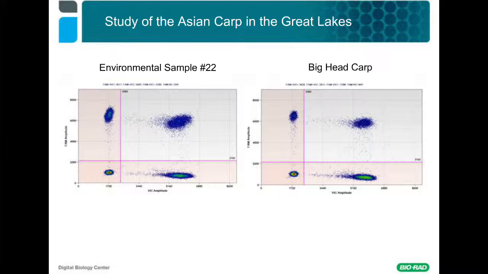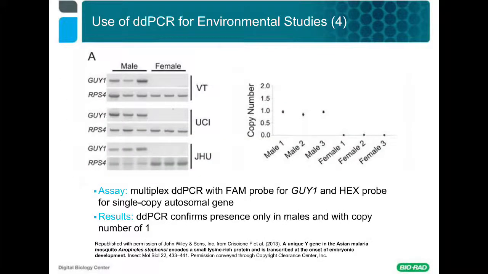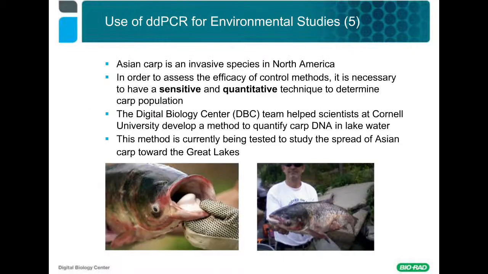This is just a brief demonstration of the 2D plots between the environmental samples and the control sample for the bighead carp. We get a perfect alignment of the different clusters in an orthogonal fashion. Oops, pardon me. I went backwards a little bit.